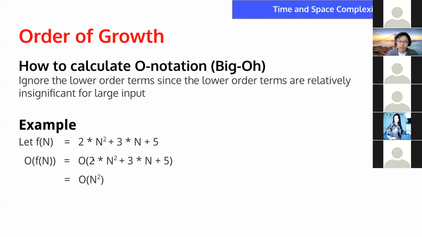And then you can also drop this 2 part, because this is multiplying the n squared part with a constant 2. So you can also drop that. And in the end, what you're left with is O of n squared as your big O notation.